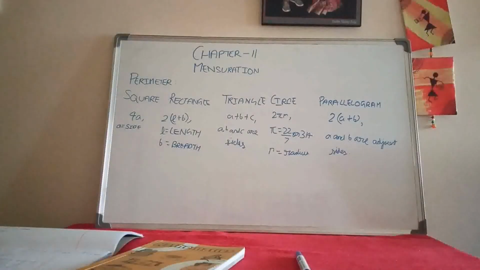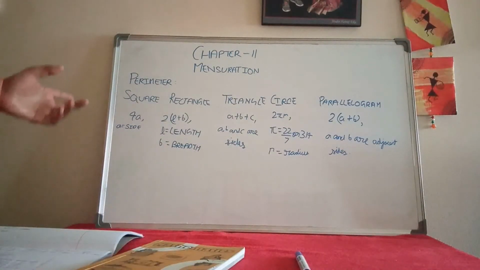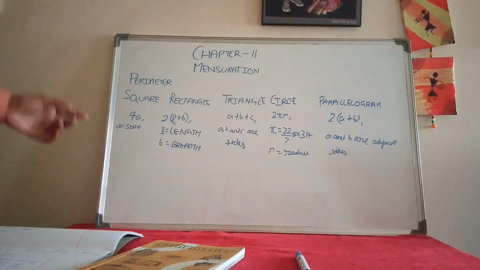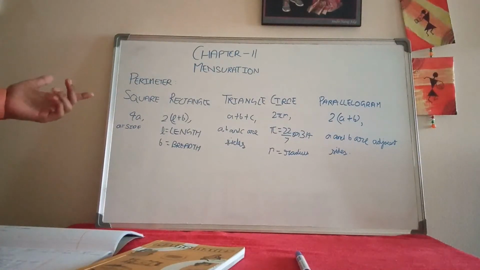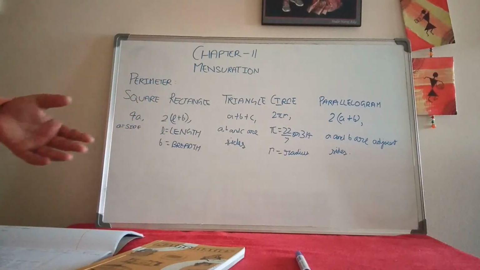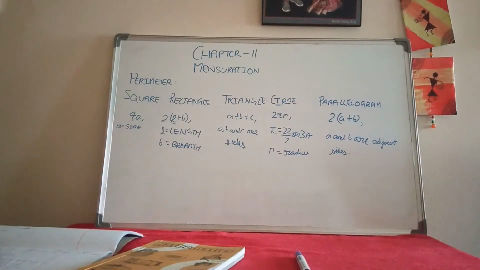So today this is chapter 11, Mensuration, and first we will discuss perimeter. It's just revising what we have learned, like we have already learned the perimeter formula for square, rectangle and triangle. Now we'll be taking this forward to a circle and parallelogram and revising what we have studied already.